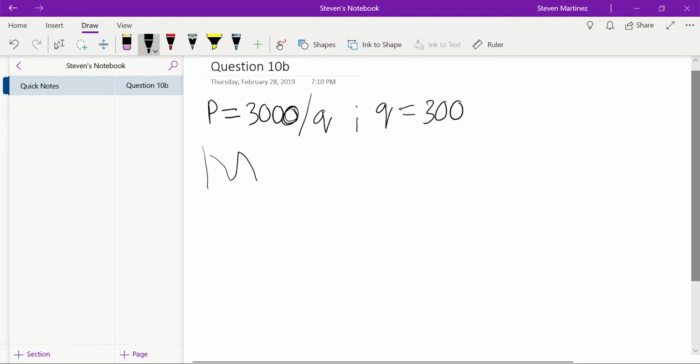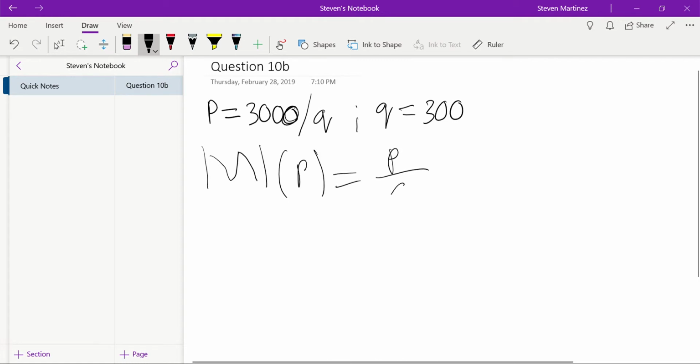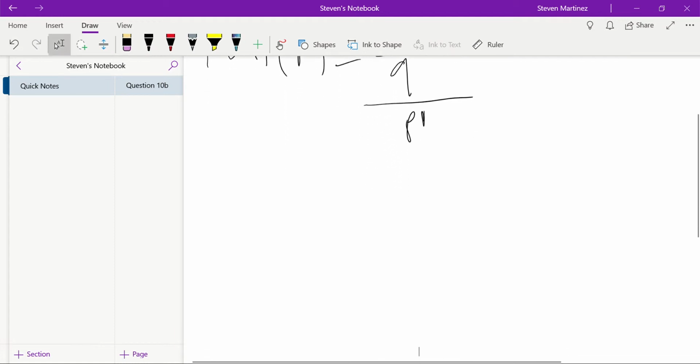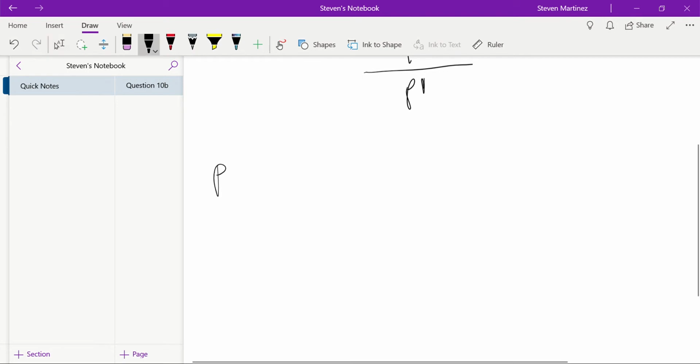My eta sign isn't the best. Eta P equals P over Q over the derivative of P. So the first step we're going to want to do is find the derivative of P.